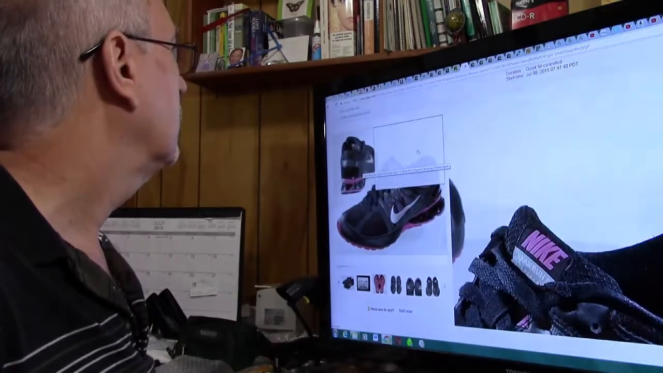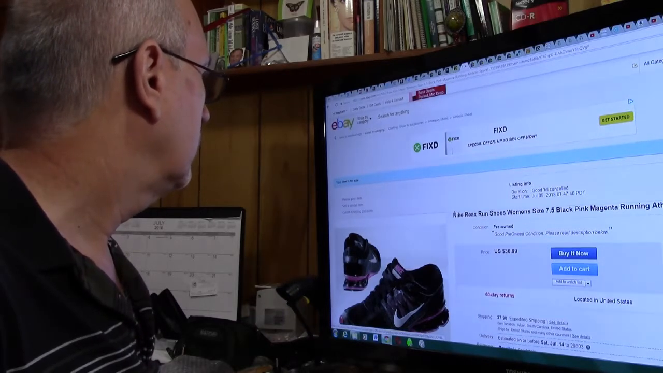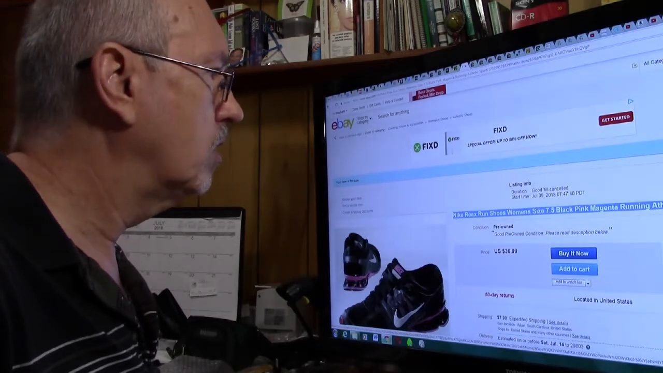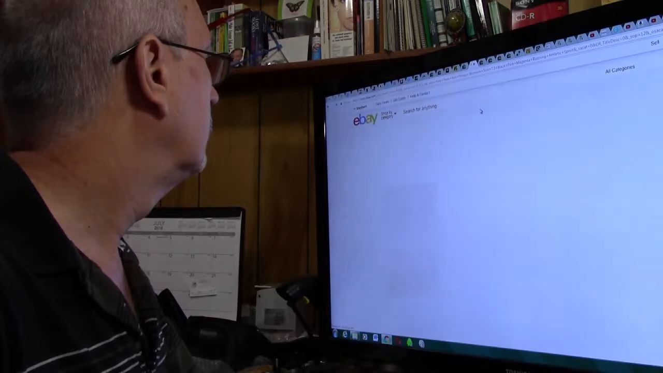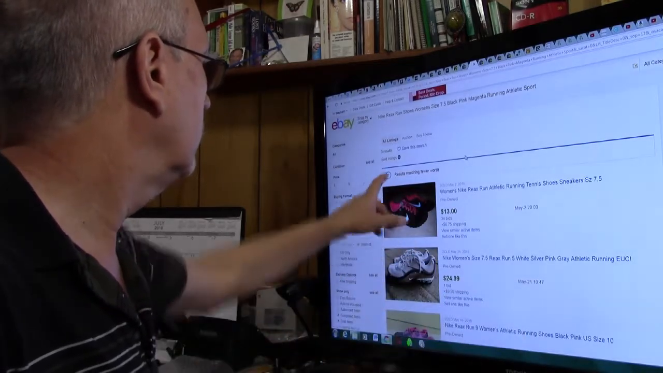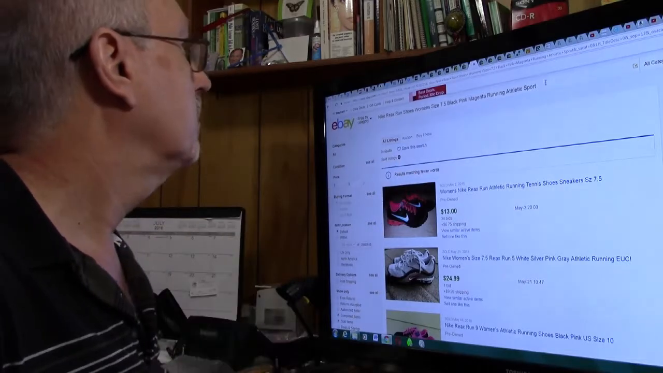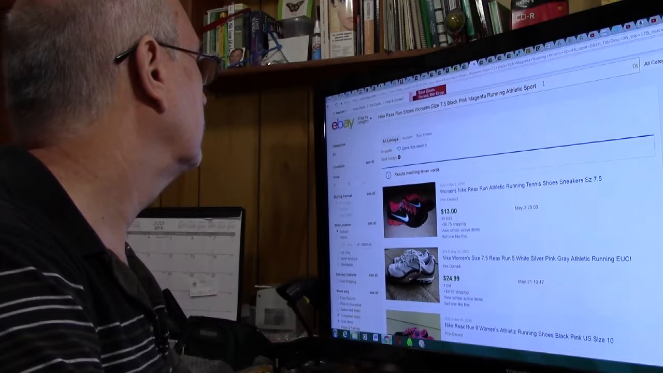At any rate, the goal here is to do a search. This is, of course, a shoe I've actually got listed. Now, it says results matching fewer words. 0 results at this point. You have to remove some of the stuff, remove the size to broaden that.